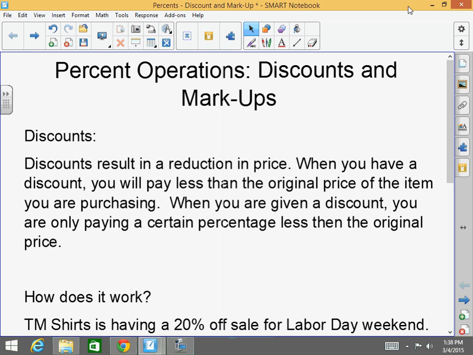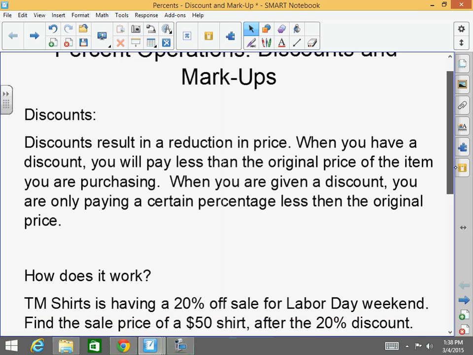This is very important for you to understand how this works. Again, not just for my test or for a quiz, but for your everyday life. You want to be able to go to a store that's having, let's say, a 30% off sale, and know if you're truly getting the 30% off. So how does it work?